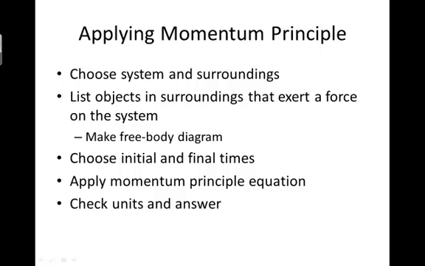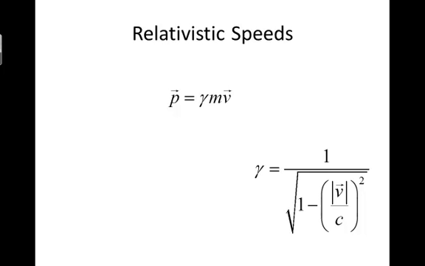Now, as you go through this chapter, they also talk a little bit about what happens when you start dealing with things like relativistic speeds. And really, the only thing you need to worry about right now is that in your equation for momentum, you've got this gamma factor here. And relativistic meaning relating to Einstein's theory of relativity, which typically deals with speeds that are close to the speed of light, close to c.